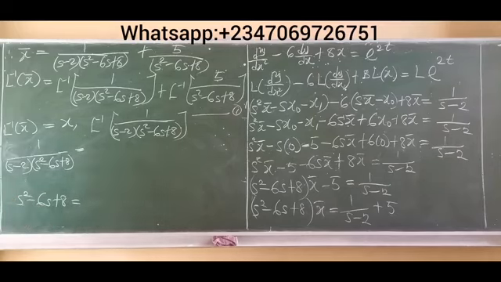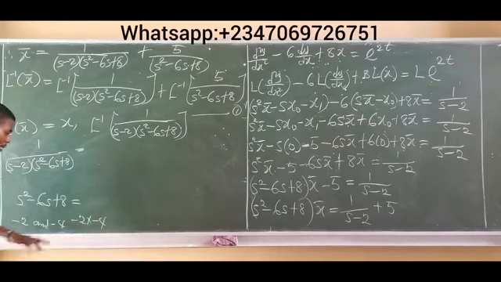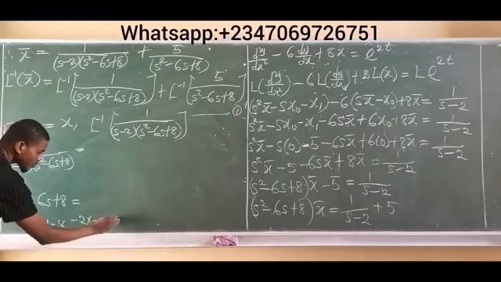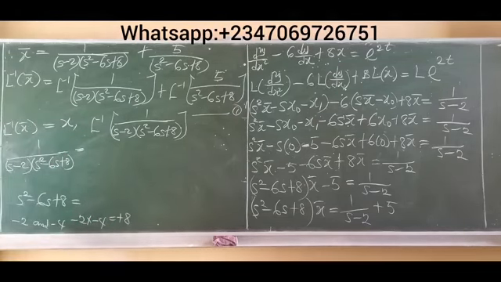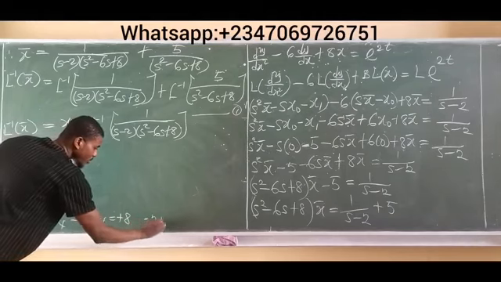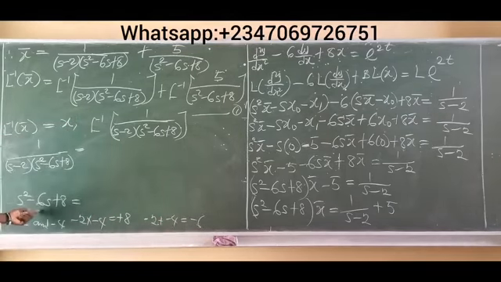Obviously, the two numbers are minus 2 and minus 4, such that minus 2 times minus 4, minus times minus is plus, so you have plus 2 times 4 gives you what? 8. Again, when you add minus 2 plus minus 4, you're simply going to have what? Minus 6, which is the middle term. So it simply means that the factors of this quadratic equation are what? Minus 2 and minus 4.